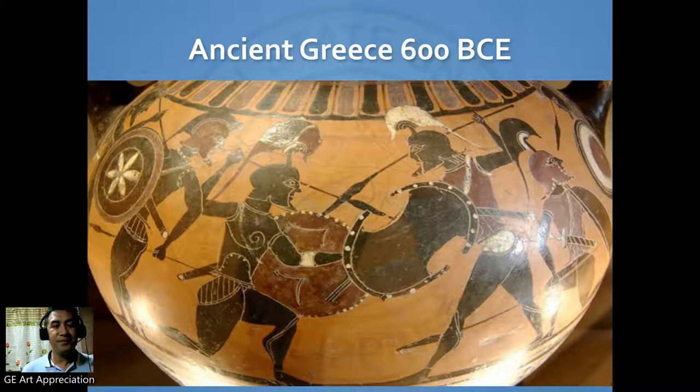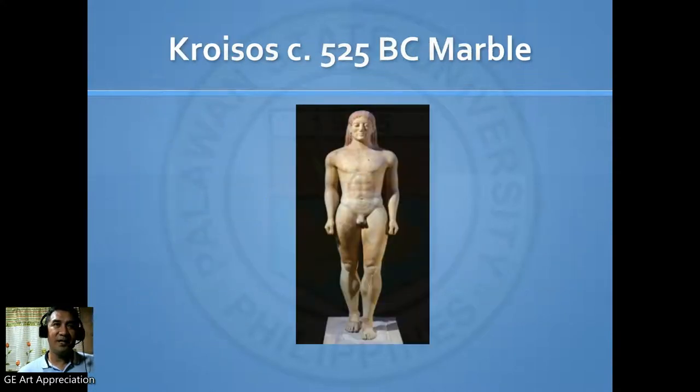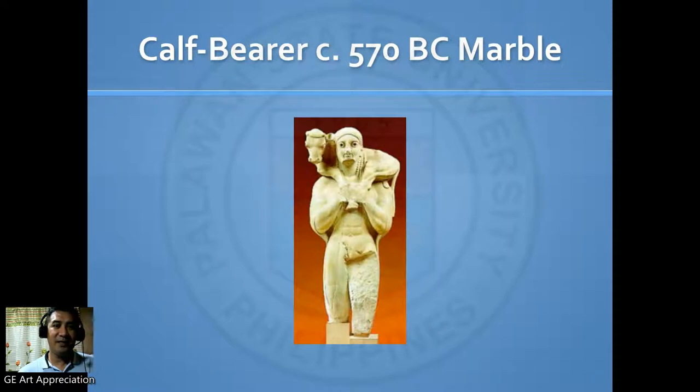Let's proceed. We have ancient Greece, during 600 BCE. The Greeks believed that man was an ideal form. So, man is the measure of all things. Again, as I have said, they firmly believed that man was an ideal form, and their works reflect an interest in the naturalistic world. That's why most of their art emphasizes the ideal figure.